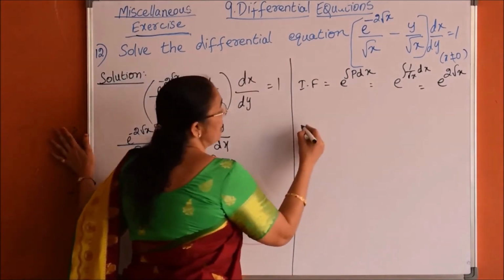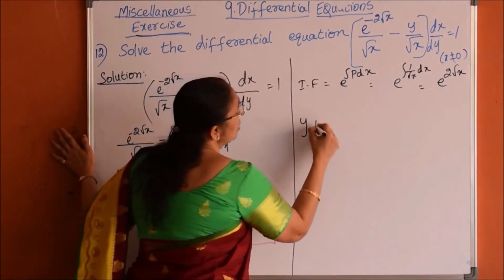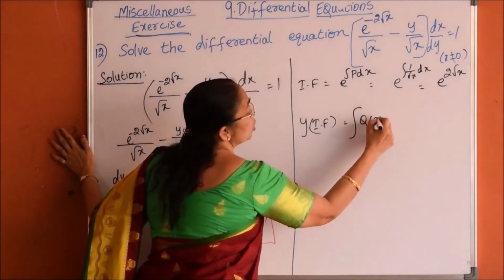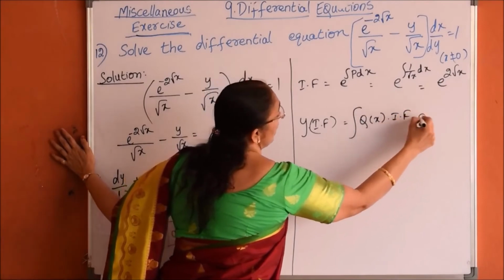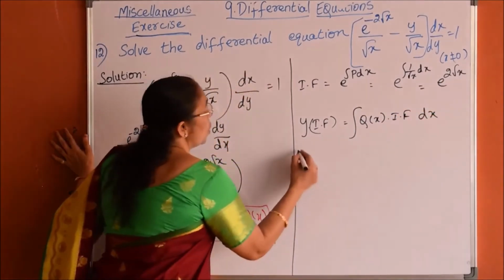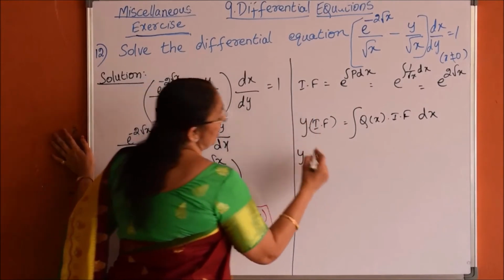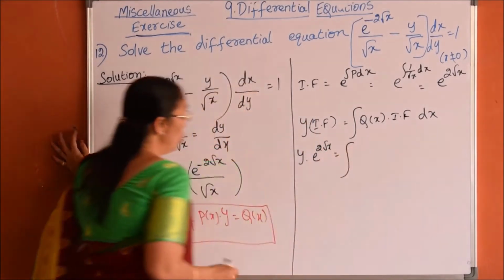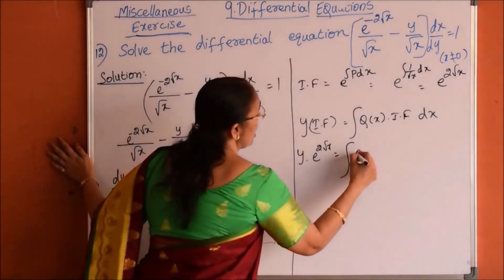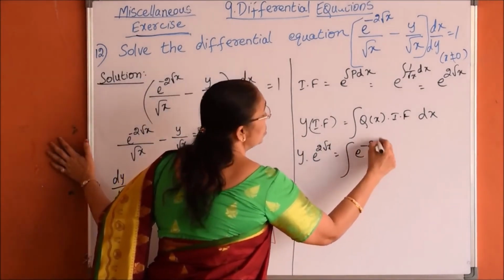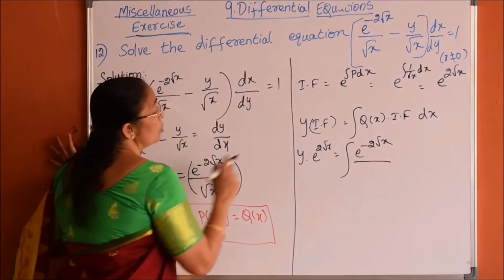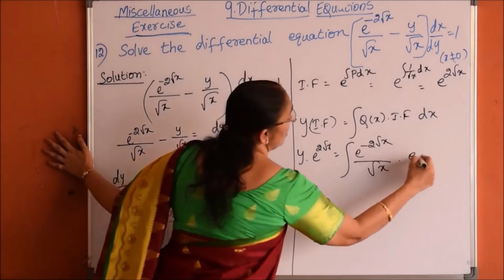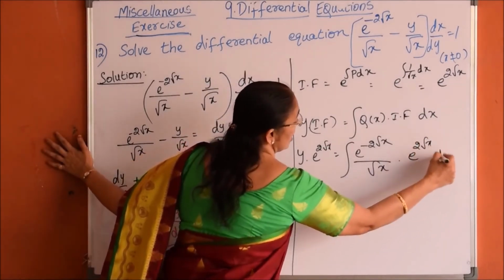Now the solution is given by the formula: y into integrating factor is equal to integration of q of x into integrating factor dx. So y into our integrating factor e to the power of 2 root x is equal to integration of the q function, e power minus 2 root x divided by root x, into the integrating factor e power 2 root x, dx.